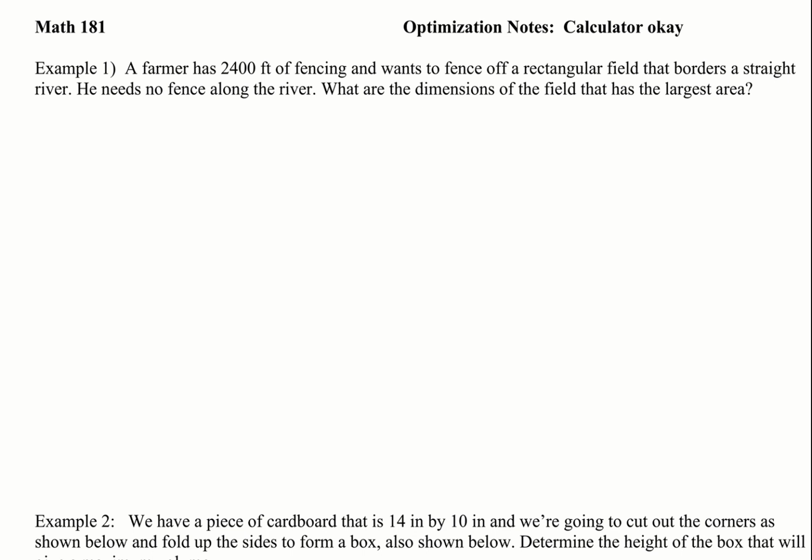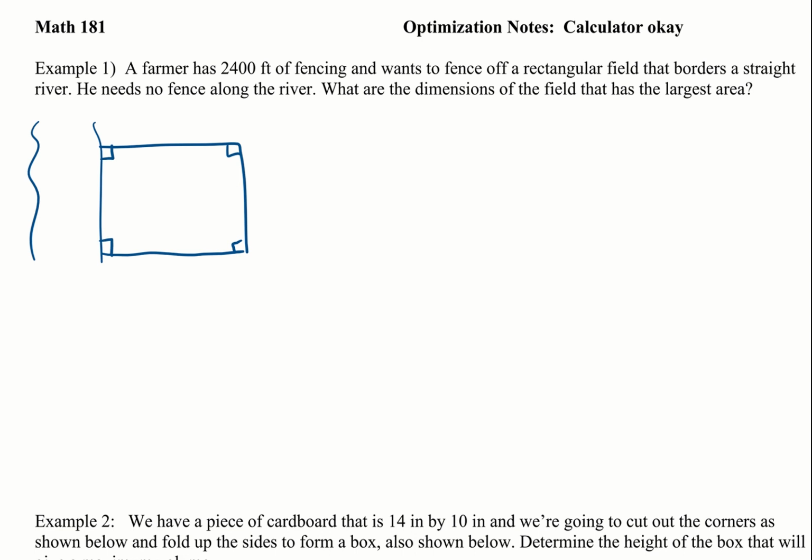I'm going to start by drawing a picture of what's happening. So we've got some river that's straight, and we have a rectangular field where one of its boundaries is the river. It's an awesome rectangle. We'll try again. Okay, and this is a rectangle.